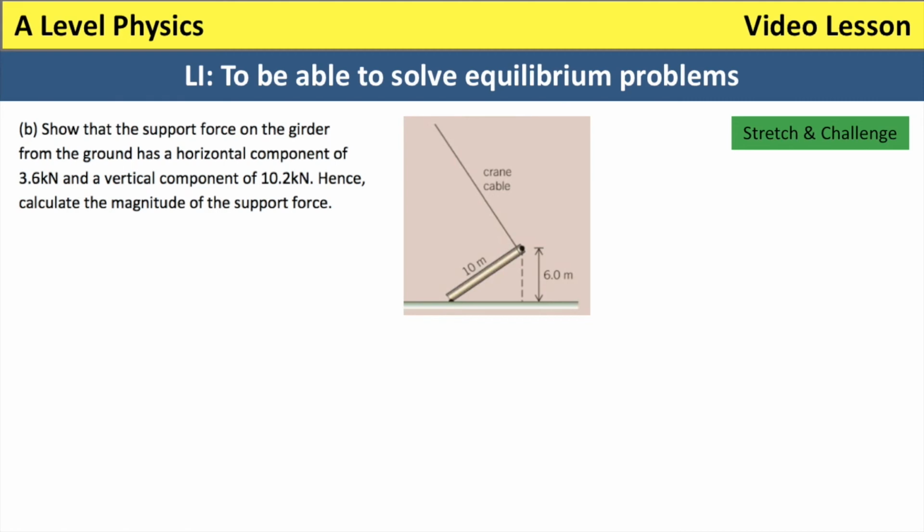We now want to calculate the support force on the girder from the ground, or rather we want to show that it is 3.6 kilonewtons, and we want to show that the vertical component of the support force on the girder is 10.2 kilonewtons. Then we want to calculate the magnitude of the overall support force.